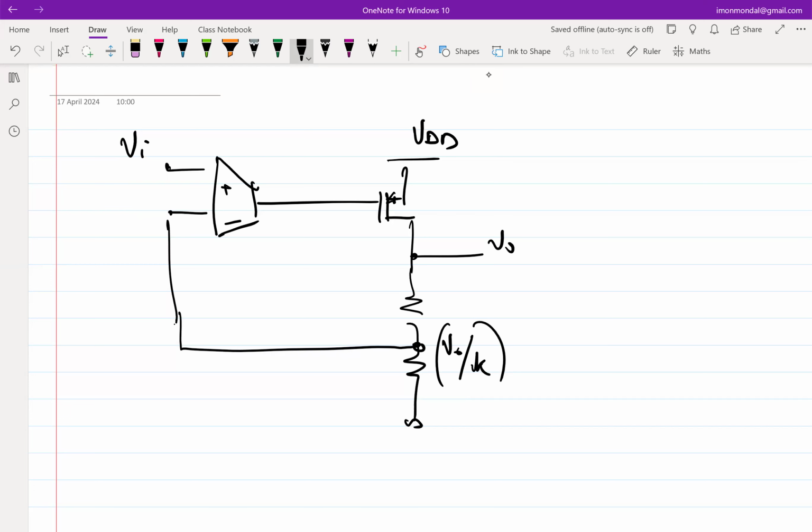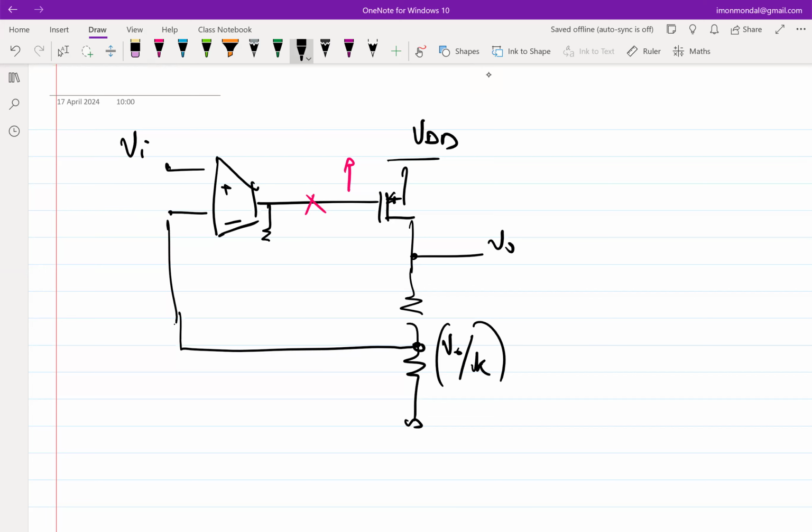Is the sense of the loop right? When I say sense of the loop, I essentially mean that when you go around the loop, do you think it's a positive feedback or negative feedback? So let's do that quickly. Let's assume that you break the loop anywhere. I choose to break the loop, let's say here, and I apply an input. If this input goes up, what happens to V naught?